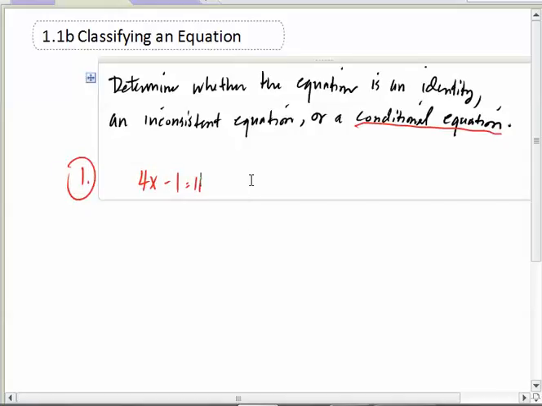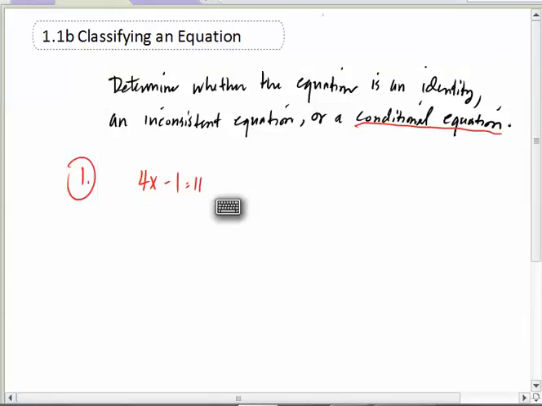When I look at this equation, it appears that all I would have to do is use the addition property of equality to get the x alone. So that's what I'm going to go ahead and attempt. So I'm looking at this. I get 4x is equal to 12.